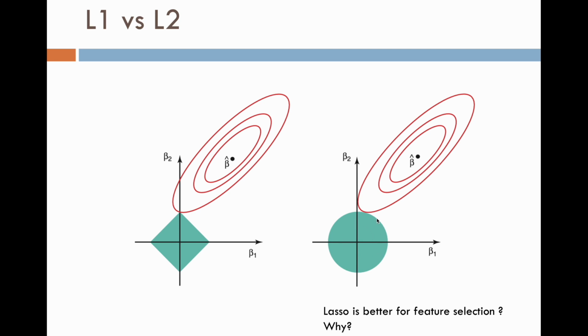The chances in ridge to meet on the axes are far smaller. That's why none of my model coefficient parameters will go down to 0. Okay, it will reduce, but it will never become 0. Correct? This is the intuitive and geometric answer for why Lasso is better for feature selection. If you have any question, this is very important. If you have any questions, please put them in the comments and I'll try to answer all your questions in a better way also, right?